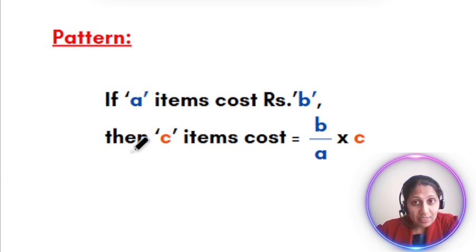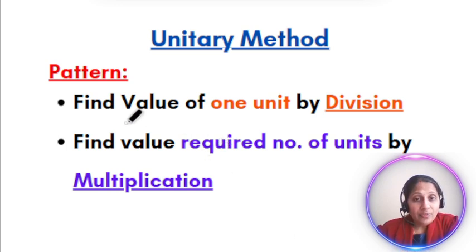If you observe the pattern here, if A items cost rupees B, then C items would cost B by A times C, which is nothing but we are doing the division to get the single unit value, and multiplying again to get the value of many. To summarize, first we find the value of 1 unit by division, and the next step is finding the value of many, which is the required number of units, by multiplication. This is the pattern used in our unitary method.